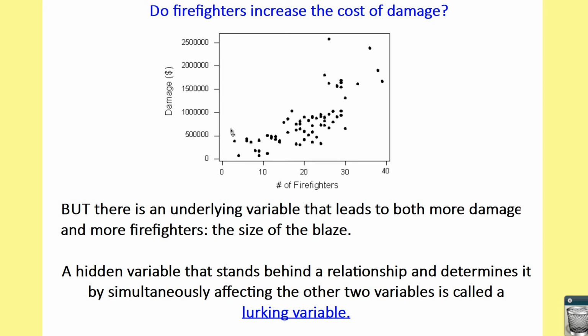Okay? All right. So that hidden variable is called a lurking variable. Yes, because it lurks there, right? It's just kind of waiting to be caught, I think. Okay, but look out for them.